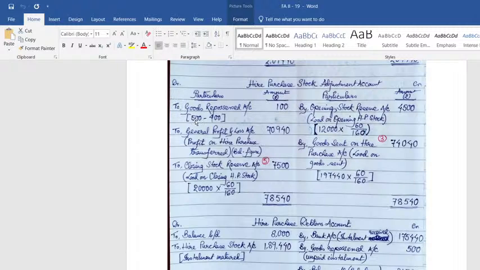To goods deposits, 500 minus 400, it is 100. You can write here loss on goods stock deposits. Okay, you can write it, nothing else. It will be goods deposits 500 minus 400, this is 100.